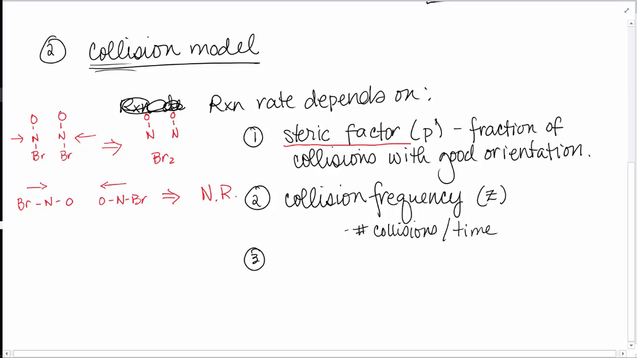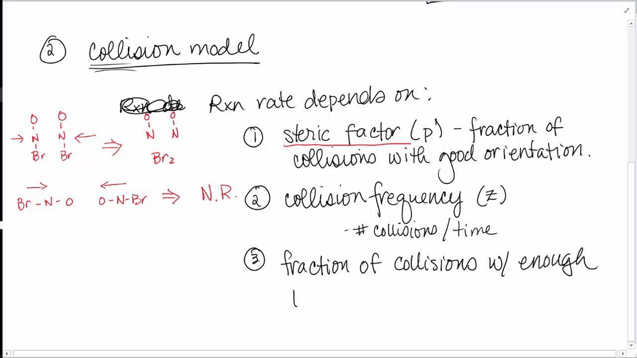And then the third thing, I'm just going to call it what it is. There's not a fancy name for it, but it's the fraction of the collisions with enough activation energy, E sub A. And this is designated F.